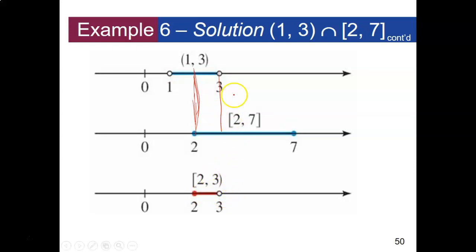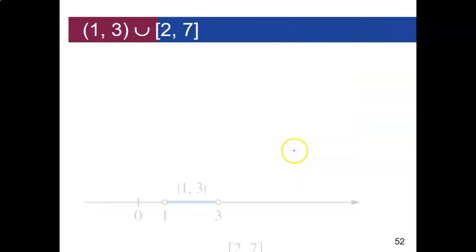As far as your answer, all of this is just preliminary work up here. Your answer would be this, and the graph of your answer would be this. Just be clear that while you may do these preliminary graphs, your final graph and your final answer is going to look something like this.